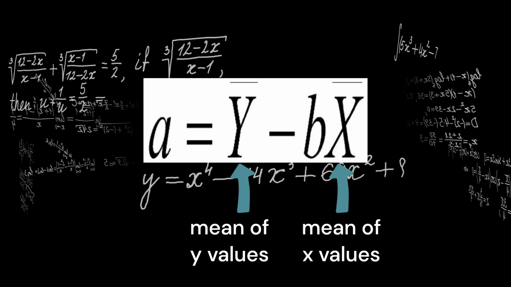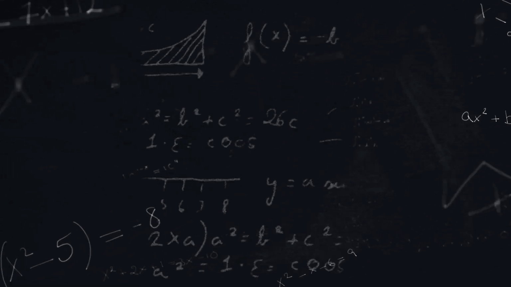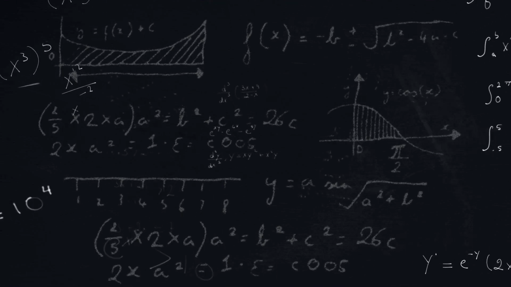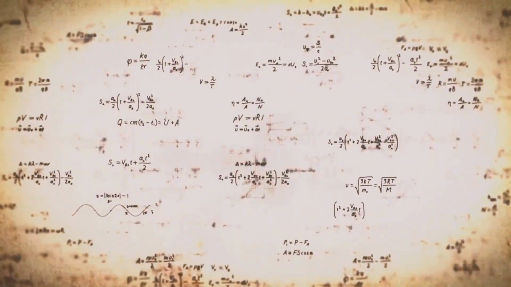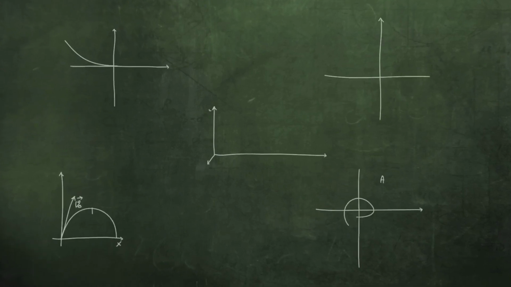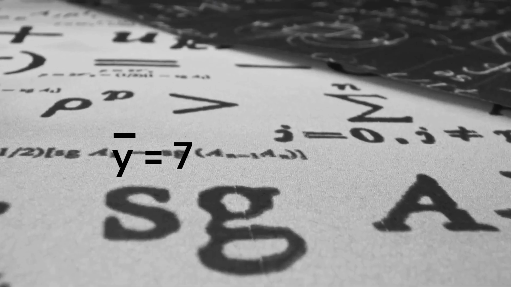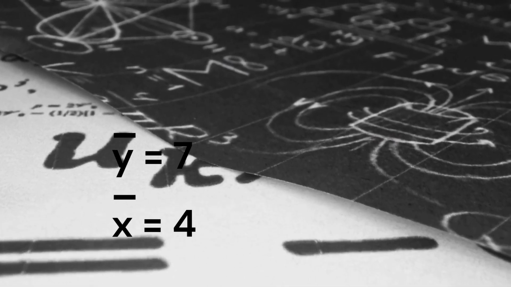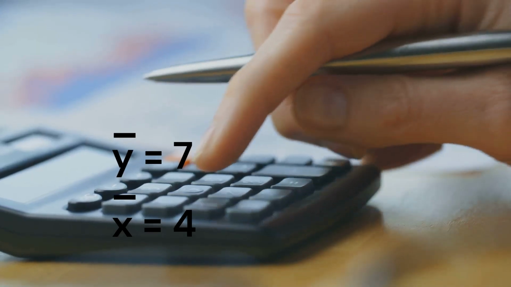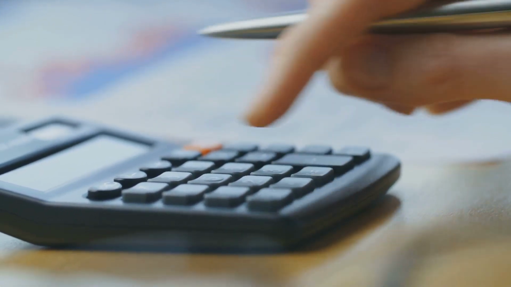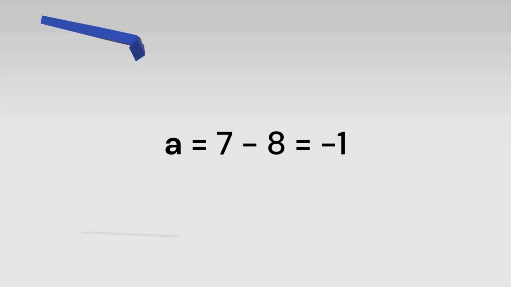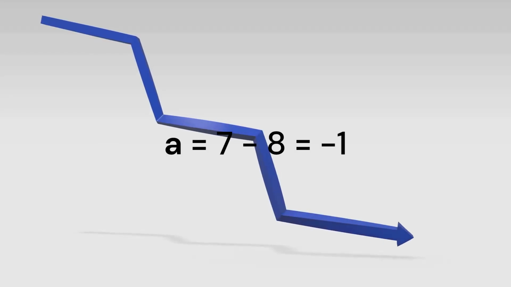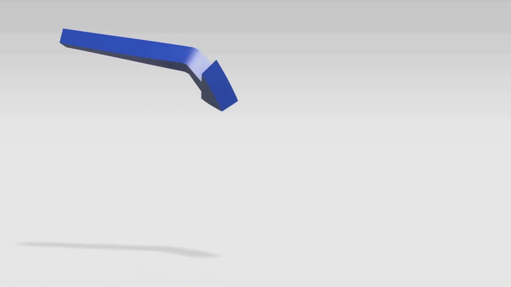Let's illustrate this with an example. Suppose we have already calculated the value of b from a set of data, and it is 2. Our dataset consists of the following pairs of x and y: 3 and 5, 4 and 7, 5 and 9. The mean of the y values, or y bar, is 7, and the mean of the x values, or x bar, is 4. Plugging these values into our formula, we get a equals 7 minus 2 times 4. That simplifies to 7 minus 8, giving us a -1. So, in this case, the line of best fit would cross the y-axis at -1.